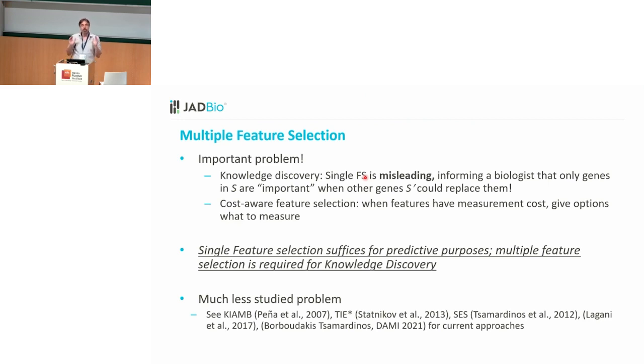It's misleading to use a feature selection algorithm and then go to the doctor, to the biologist, to your client, to whoever, and say, look at these features only, all the rest are non-important. Okay, but single feature selection suffices for predictive purposes. For knowledge discovery, for understanding the whys and the causality, we need also multiple feature selection.